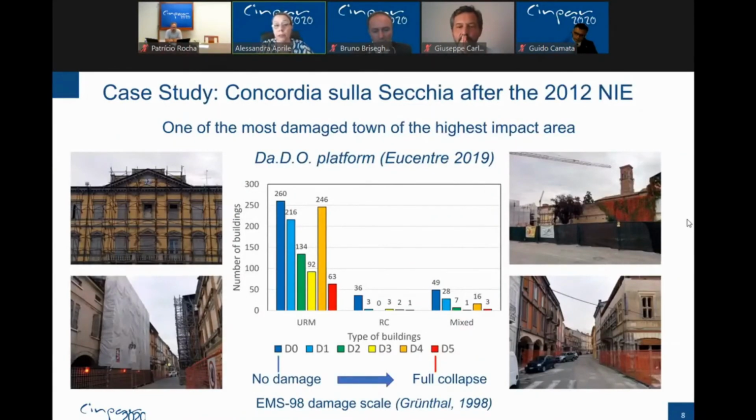Concerning the case study, that is a small town, Concordia sulla Secchia, that was one of the most damaged towns of the highest impact area. You can see in the graph the classification of the buildings of Concordia as structural typologies and level of damage. The measure of damage is performed by means of the European macroseismic damage scale, where D0 means no damage and D5 means full collapse. As you can observe, the highest number of buildings in Concordia have a masonry structure, and the masonry structures were also the most damaged buildings of the town.